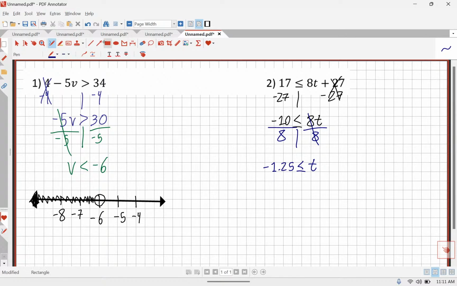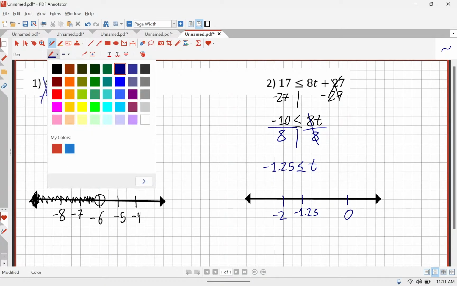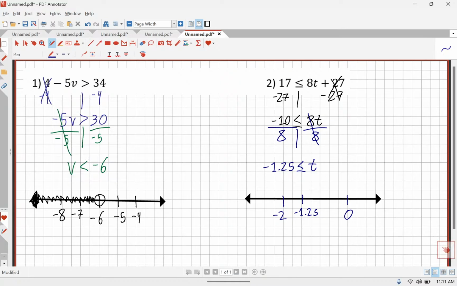Now to put this on a number line, we're going to have negative 1.25 and its closest neighbors. Negative 1.25. I'll put 0 here. I'll put negative 2 over here. Guys, is negative 1.25 less than or equal to negative 1.25? Would that make it true? Yes or no? Yes. Absolutely, and that's why you use a filled circle to say that negative 1.25 is part of the solution.